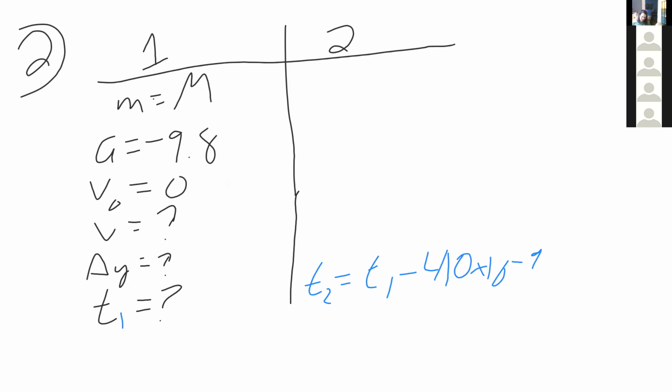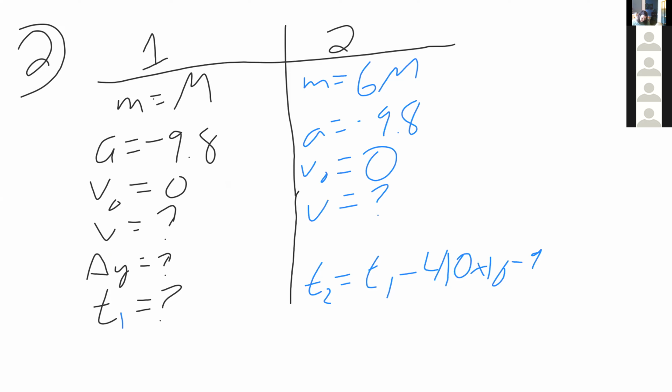Well, first of all, we know that the mass of stone 2 is, for my problem, it might be different for everyone. For my problem, it's 6 times the mass of stone 1, so it'd be 6 times big N. And again, stone 2 is dropped. So acceleration is negative 9.8. Velocity initial is 0. I don't know V final yet. And I do not know delta y.